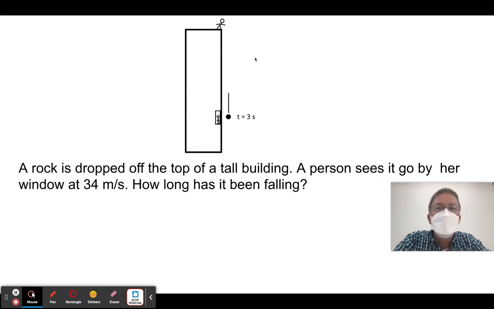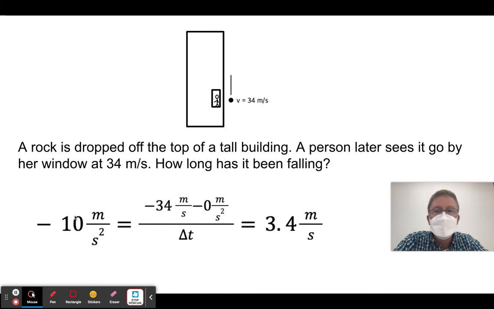So let's just look at this. I have a person dropping a rock off a tall building, okay? And a person looks out the window and sees it go by a window at 34 meters per second. I wonder how long it's been falling. So I can use the equation. I can say, look, the acceleration is negative 10.